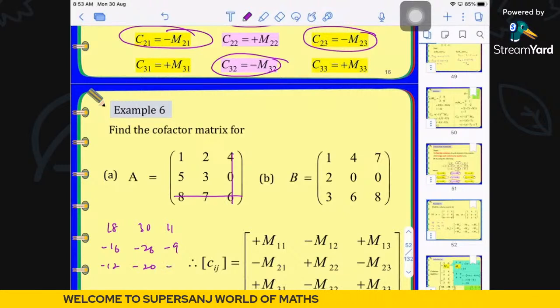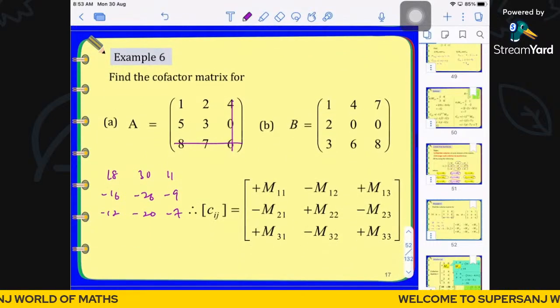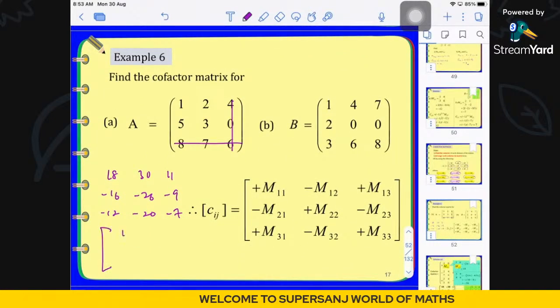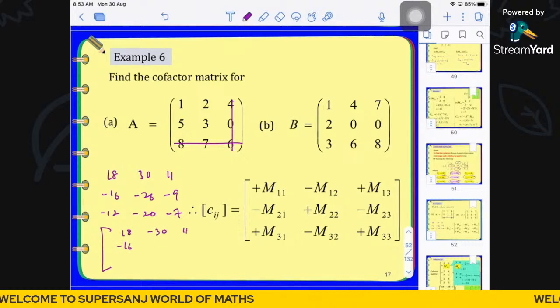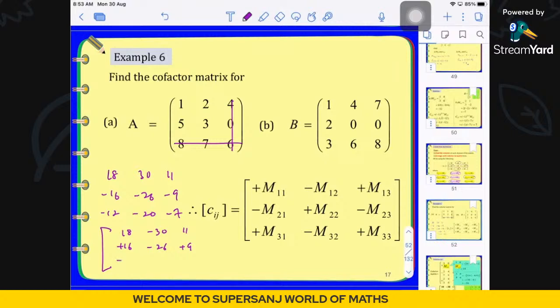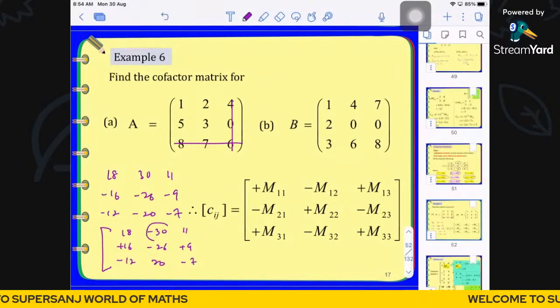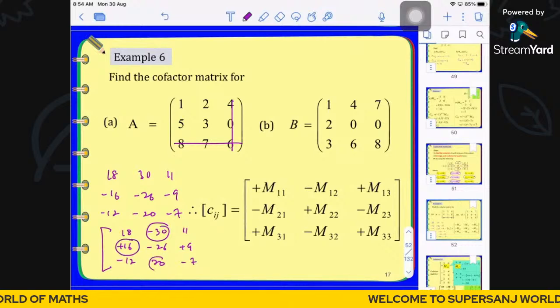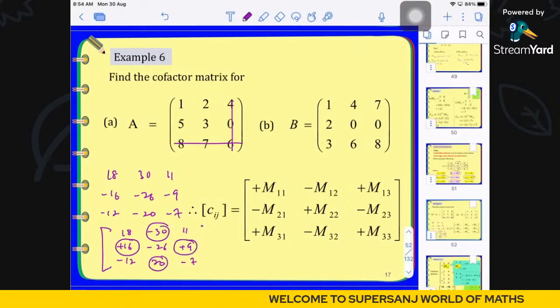I already found the minor of A. But I want to find the cofactor. So what must I find? The cofactor of A, we put in matrix form: 18, negative 30, 11, negative 16, positive 16, negative 26, positive 9. Then here it will become negative 12, 20, and negative 7. So for these, I change the sign. Can you see that? Only those I change the sign.